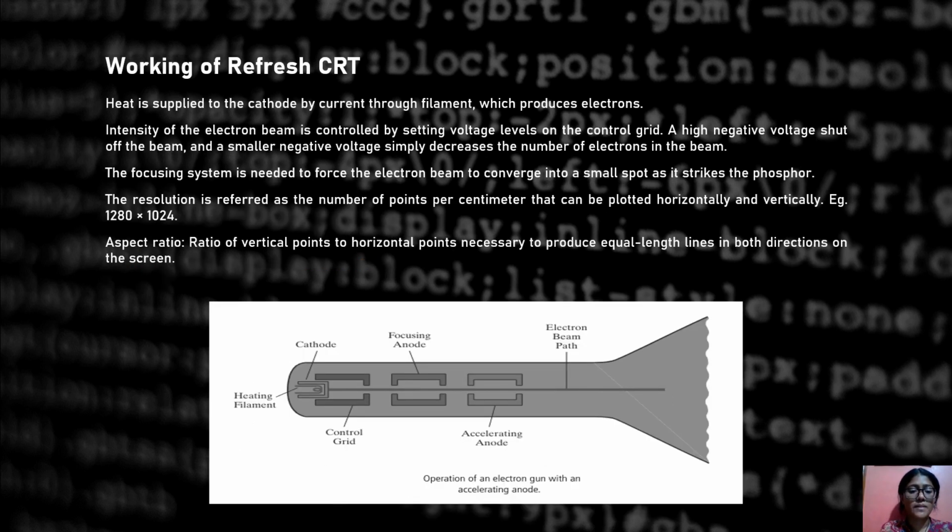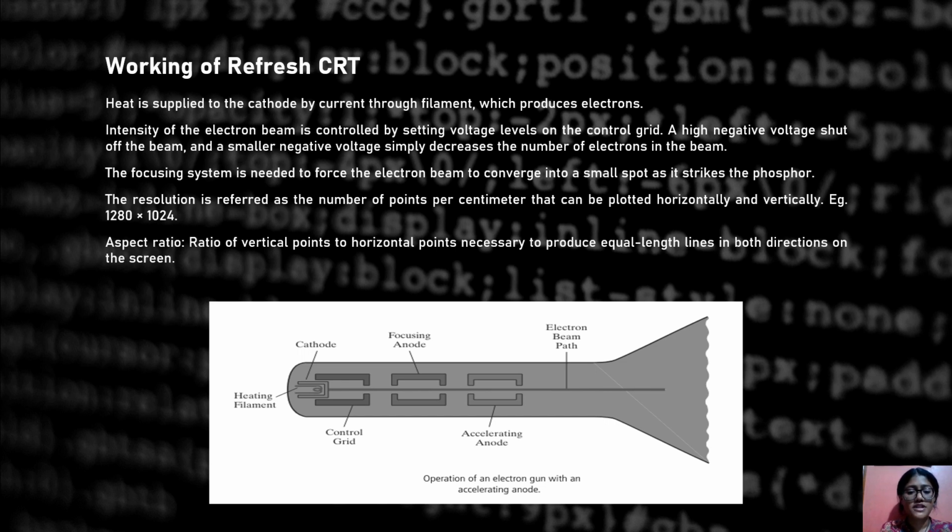So firstly, heat is supplied to the cathode by current through filament, which produces electrons. The intensity of the electron beam is controlled by setting voltage levels on the control grid. A high negative voltage will shut down the electron beam ejection, and a smaller negative voltage supply decreases the number of electrons in the beam. Focusing system needs to force the electron beam to converge into a small spot as it strikes the phosphor screen. So it increases the intensity of the electron beam.